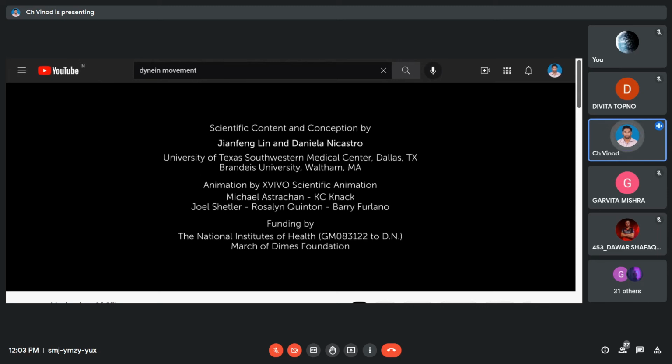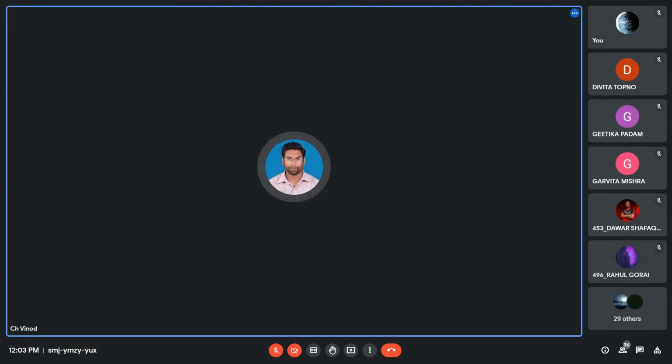Okay, so these are the linear motors. These are some of the linear motors that perform the activity in our body. Okay, so that's all about molecular motors and machines. I'll share the slides with you all. And moving on to the next topic.